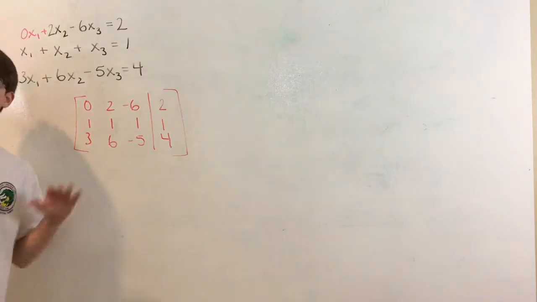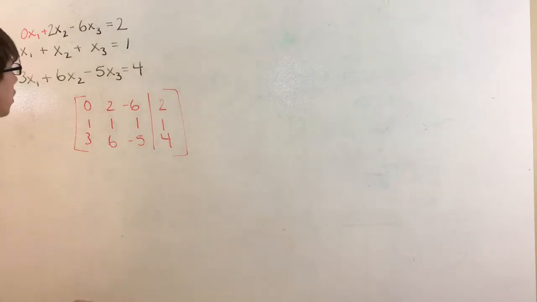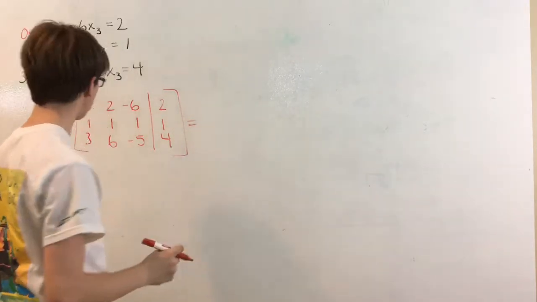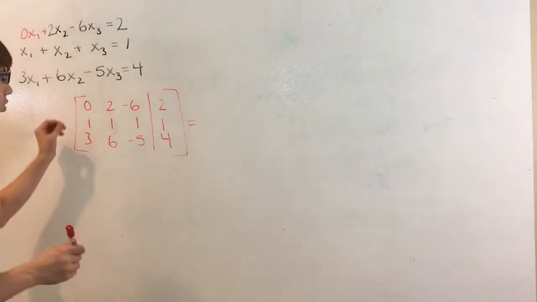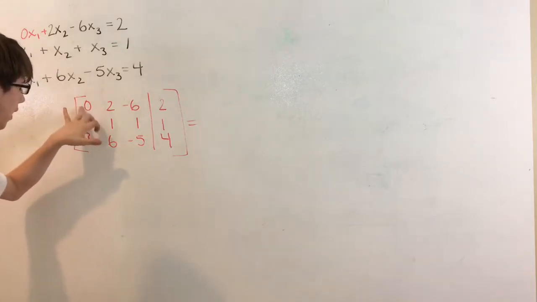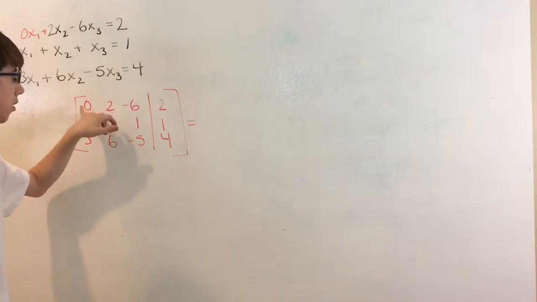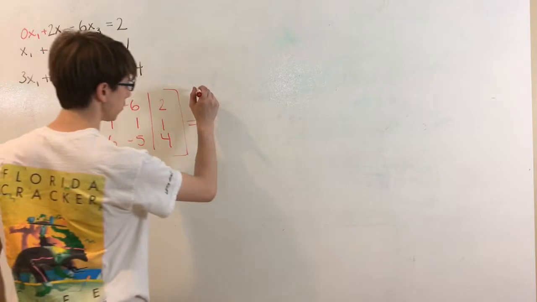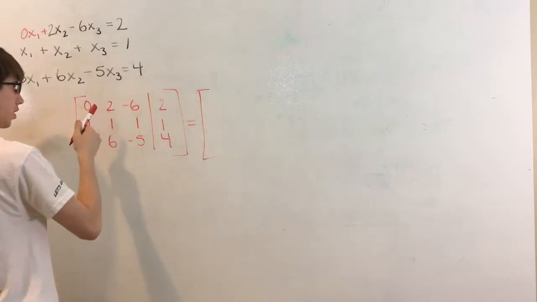I will go through this one just so that you get the hang of how this actually works visually. The first thing that we're going to do is, because in echelon form we cannot have a 0 as a leading term, and the leading term is the first non-zero term in the row, we're going to swap row 1 and 2.